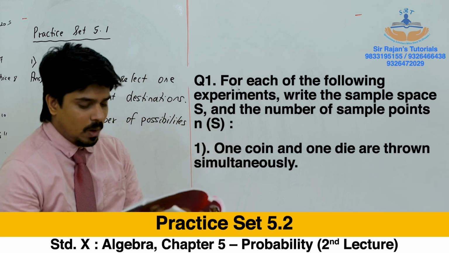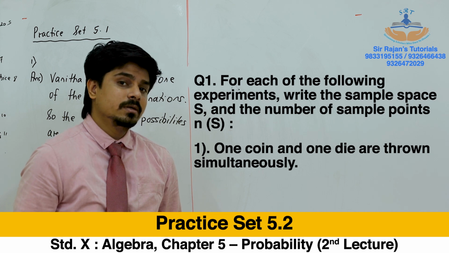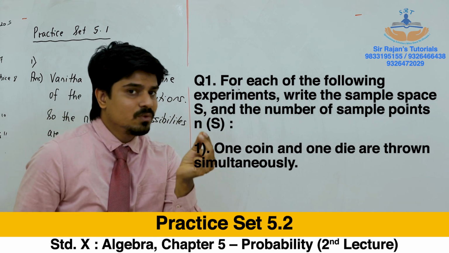Check out the first one. One coin and one die are thrown simultaneously. Can I say that I have already covered it? Just for your recap, one coin and one die.